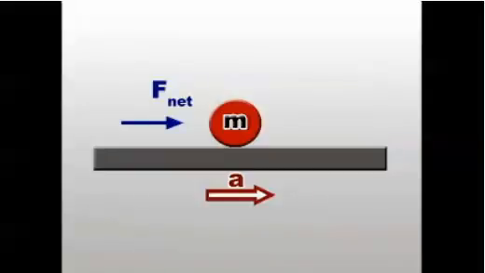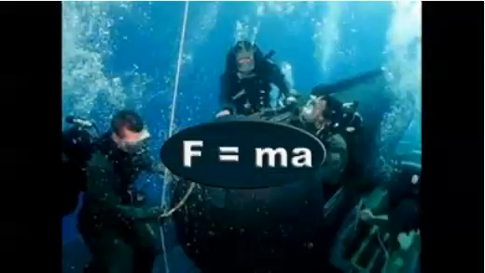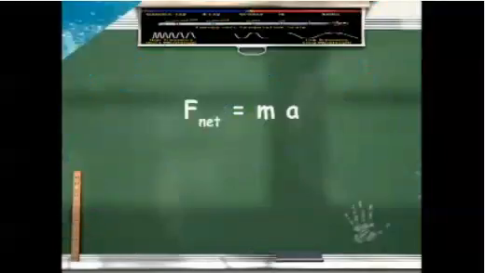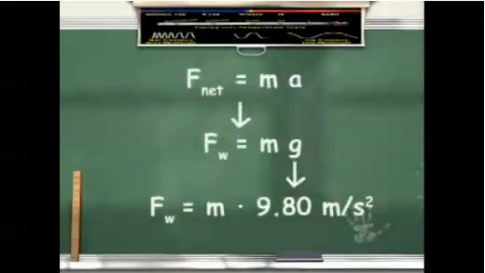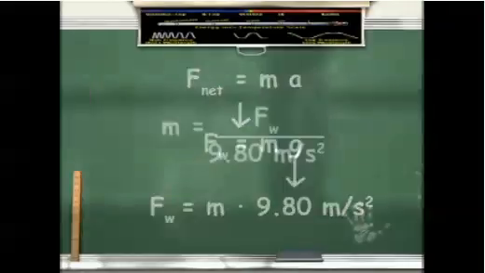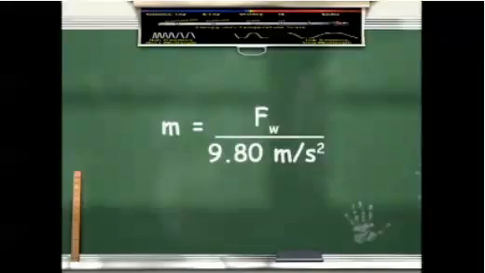It turns out that the relationship is based on Newton's second law of motion, F equals ma. The relationship between mass and weight can be found in a special case of Newton's second law. In free fall, the net force acting on an object is the object's weight, and the acceleration will be acceleration due to gravity, or g. In most places on Earth, the value of g is 9.80 meters per second squared. So to convert mass to weight, we multiply by 9.80 meters per second squared. And to convert weight to mass, we rearrange the equation and divide by 9.80 meters per second squared.